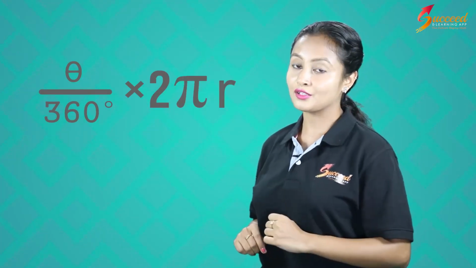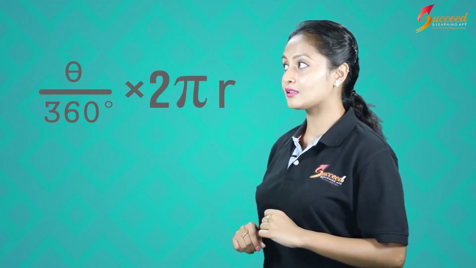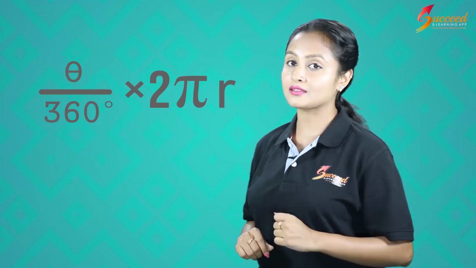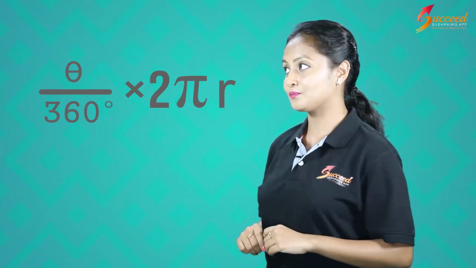Now, you have learnt how to calculate the area of a sector. So, how do we calculate the length of the arc which is in the sector? This can be calculated as theta divided by 360 degrees into 2 pi r, where r is the radius of the circle and 2 pi r together is the circumference of the circle.